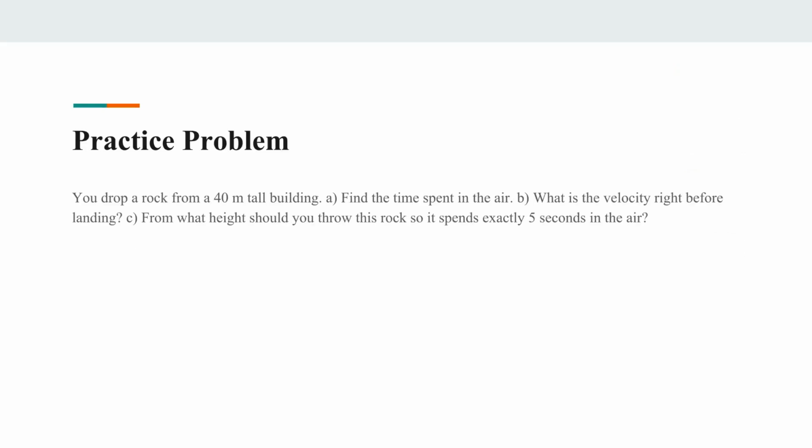So we have a practice problem right here. You drop a rock from a 40-meter tall building. Part A, find the time the rock spends in the air. Part B, what is the velocity right before landing? And C, from what height should you drop this rock so it spends exactly 5 seconds in the air? So this might look intimidating. However, it's just application of the kinematics equations with the acceleration being replaced by g.